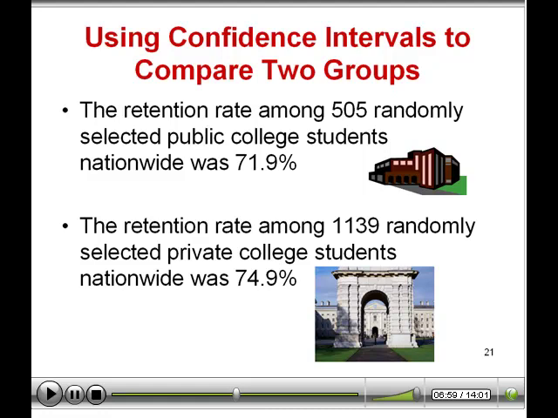We are not given the actual number of students who went on to graduate, but in this case, the percent. This actually saves us the step of having to calculate p hat. So we see that the retention rate among 505 randomly selected public college students nationwide is 71.9%, whereas the retention rate among randomly selected private college students nationwide is 74.9%.